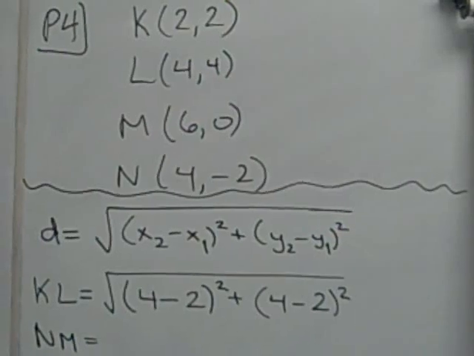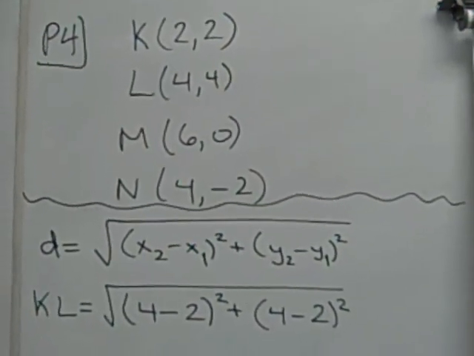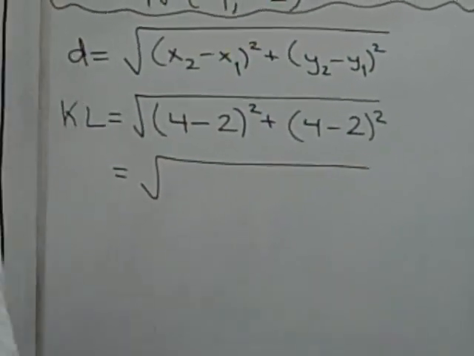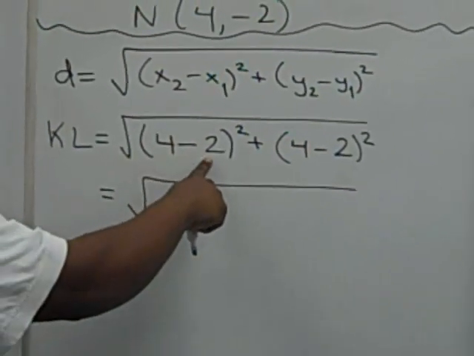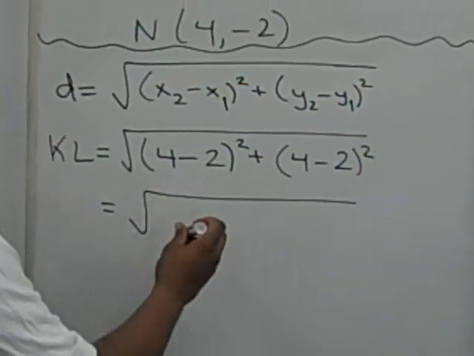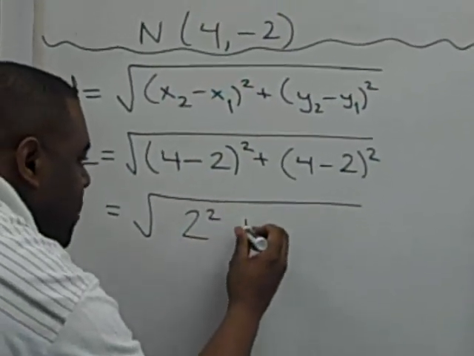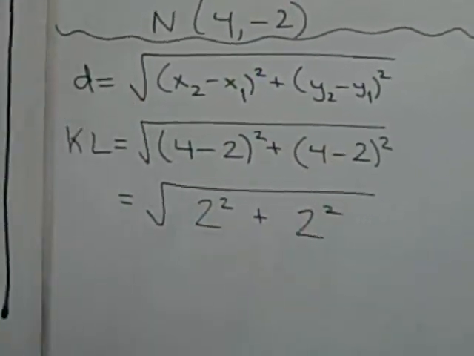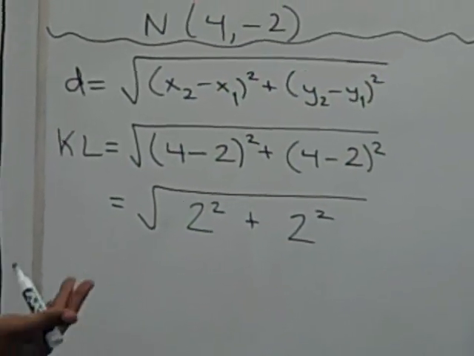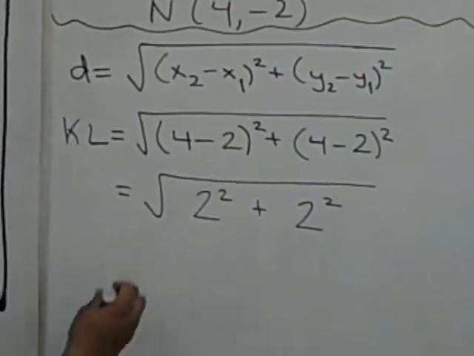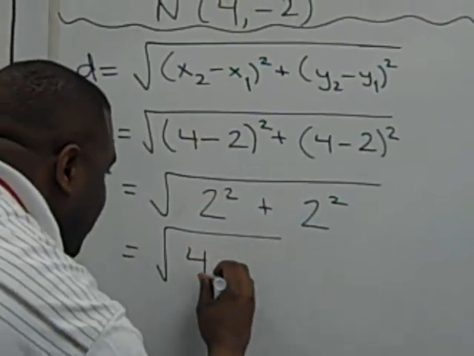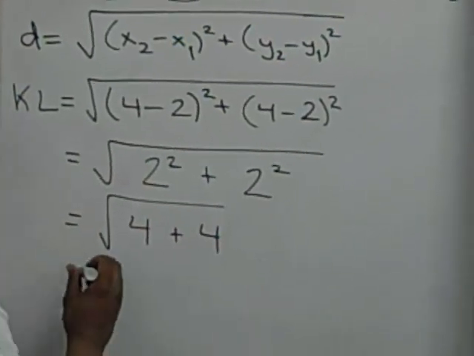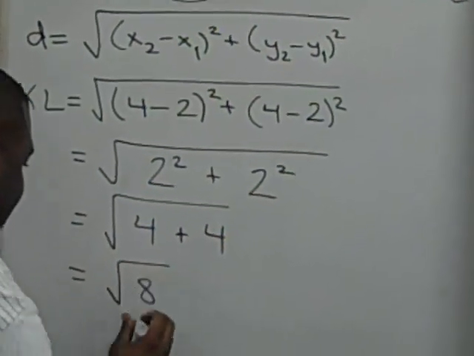All right. Now I'm going to get this out of the way for just a moment so we can kind of walk through the steps here. So KL is, we have 4 minus 2. So 4 minus 2 is 2. So it'll be 2 squared plus 4 minus 2 is 2, and then we have a square. So 2 squared plus 2 squared. Okay? Well, what's 2 squared? 4. So the square root of 4 plus 4, because 2 squared is 4. What's 4 plus 4? 8. So the square root of 8.